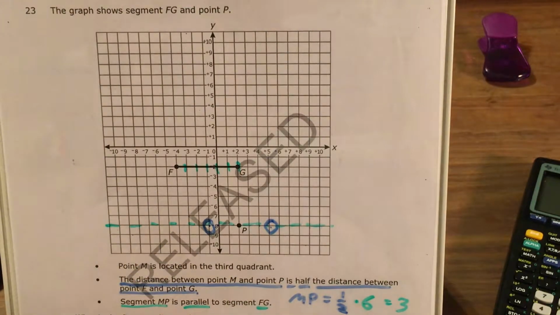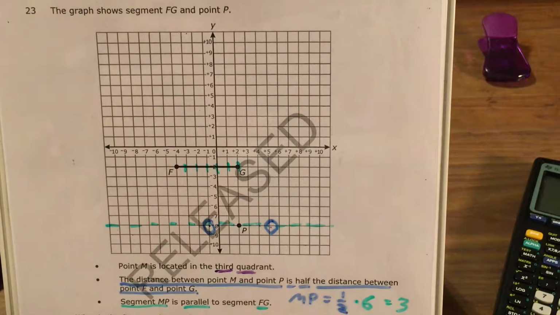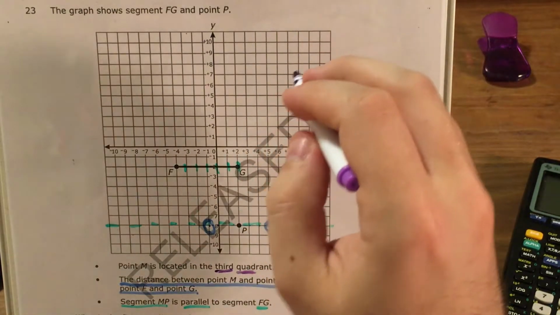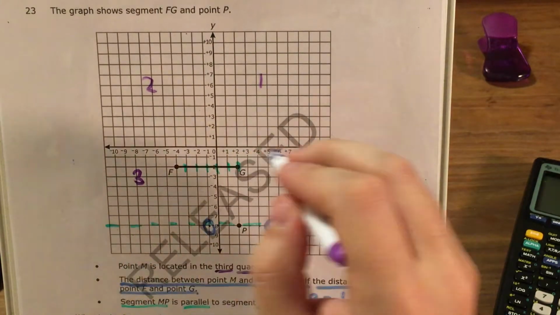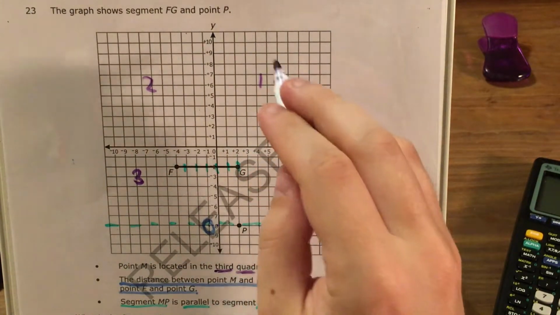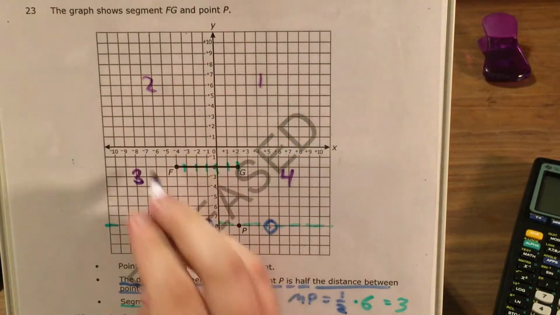Now I'm going to go back to my first bullet point. And it says point M is located in the third quadrant. When I see third quadrant, I'm going to remind myself that quadrant just means one of the 4 boxes that this coordinate plane is split up into. And I'm going to remind myself that this is quadrant 1, 2, 3, and 4. So essentially we start here and just go around in the opposite direction that the clock goes. You would probably have seen clocks by now in your math classes, but if not, it goes this way.